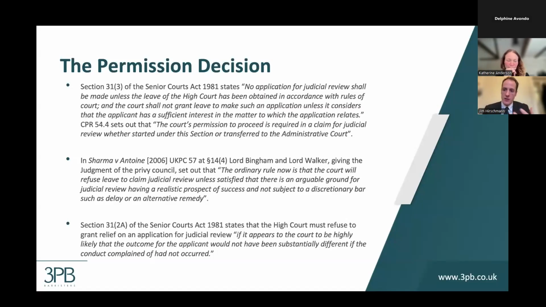That's why we have this permission gatekeeping tool, and that's echoed in the CPR at 54.4. The test was set out as the second bullet point shows: a claim for JR will be refused permission unless they can show that they have an arguable ground for judicial review, so a realistic prospect of success, and not subject to a discretionary bar such as delay or an alternative remedy. So it's important in summary grounds of resistance to be very clear whether you're trying to get the JR knocked out because there's been delay, because there's an alternative remedy such as ADR that hasn't been considered, and that could knock out even an arguable case.